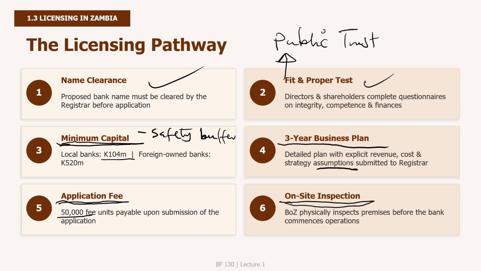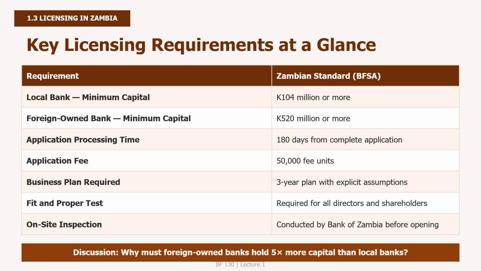Quickly, what else can we look at here? Here is just the key licensing requirements at a glance. Like we have been saying, local banks in terms of capital requirements is like 104, whilst the minimum for foreign banks is 5 times more. You can even do the calculation: 104 multiplied by 5, I think it's 520. So it's exactly 5 times that of local, here in Zambia.